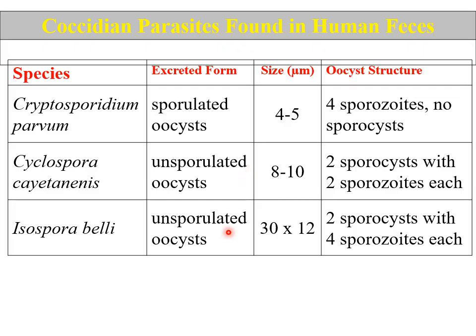Unsporulated oocysts of Cyclospora are smaller in size than those of Isospora, and upon sporulation, the ones of Cyclospora will contain 2 sporocysts each with 2 sporozoites, whereas those of Isospora will become mature and will contain 2 sporocysts, each of which contains 4 sporozoites. So the total number of infective stages in Cryptosporidium parvum is 4 sporozoites, in Cyclospora 4 sporozoites as well, while in Isospora.